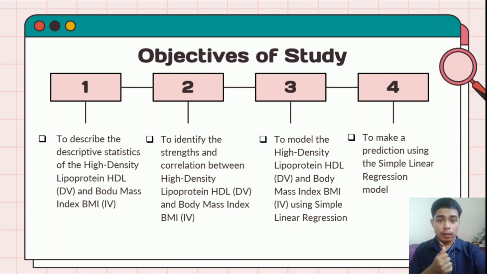So the second one is to identify the strength and correlation between high density lipoprotein and body mass index. The third is to model the HDL and body mass index using simple linear regression. And lastly is to make prediction using simple linear regression model.